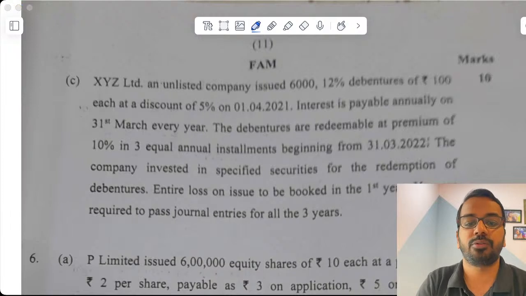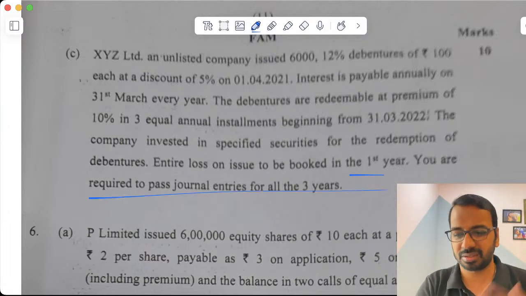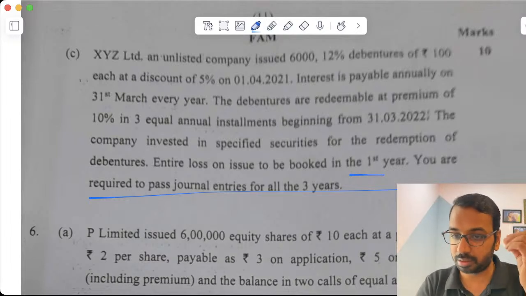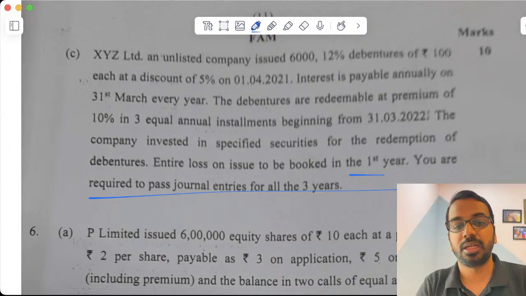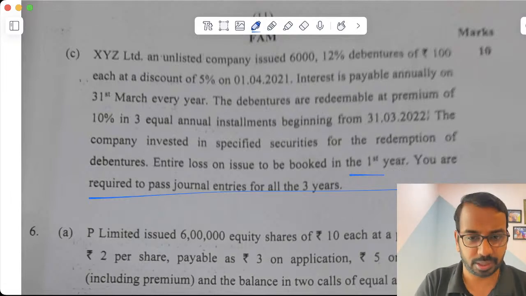XYZ is an unlisted company, 12% debentures at discount of 5% was issued. Interest is payable annually. The debentures are redeemable at a premium of 10%. The company invested in specific securities for the redemption of debentures. Entire loss and issue to be booked in the first year. You are required to pass the journal entries. Straightforward question. Issue and the entire expenses on the discount will be expensed in the first year itself. And then every year when you are redeeming, you will pass the entries, and the requirement of DRR and all you will record.